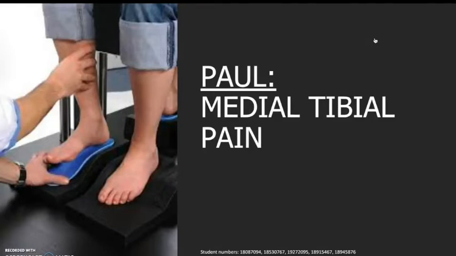My name is Laura, and in my group we have Shannon, Christopher, Peter, and Zoe. The case we will be exploring is Paul, who is diagnosed with medial tibial stress syndrome.